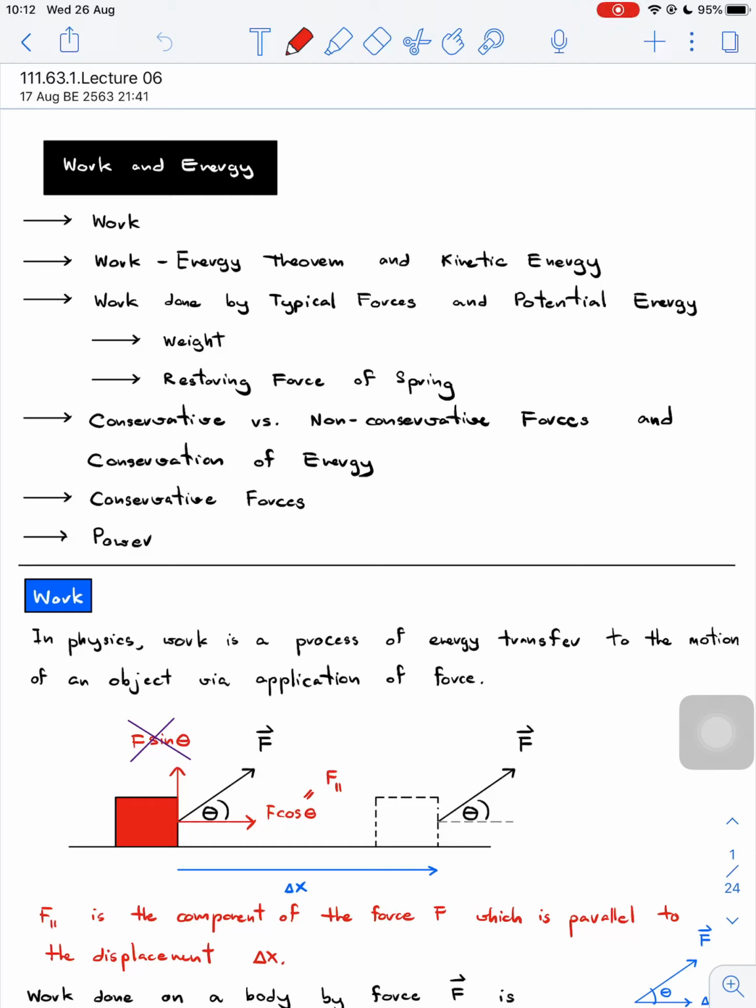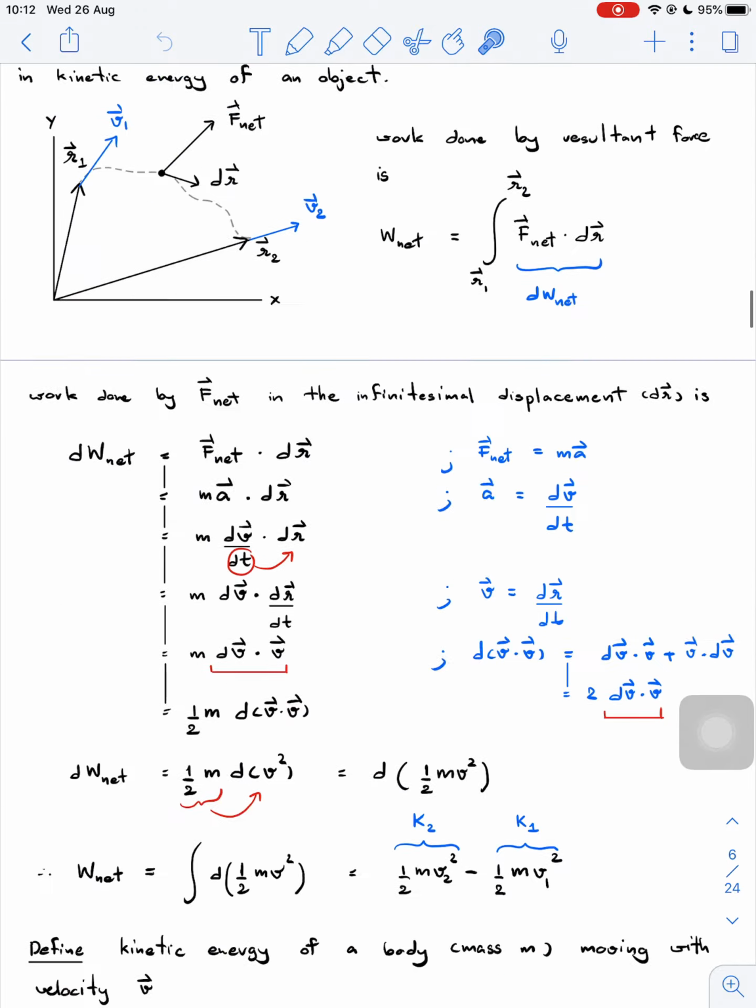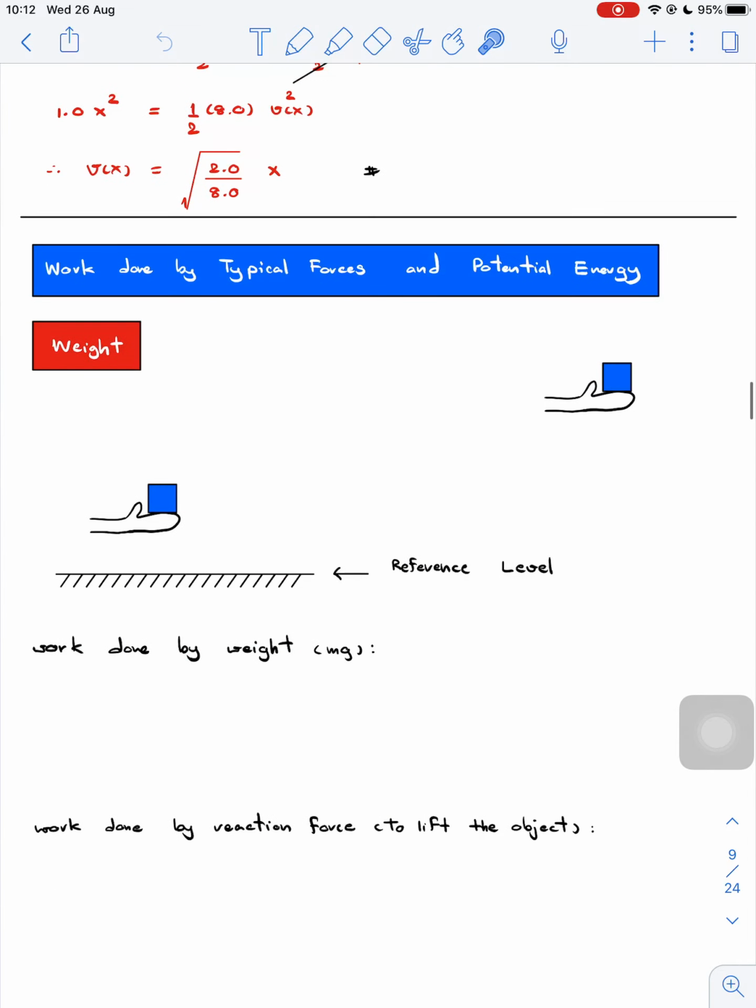Now we want to find the work done by the two special forces. We would want to find the work done by the weight and the work done by the resultant force of the spring. Then we're going to introduce the potential energy of these two types of forces. Let's start from the first one, the work done by the weight.